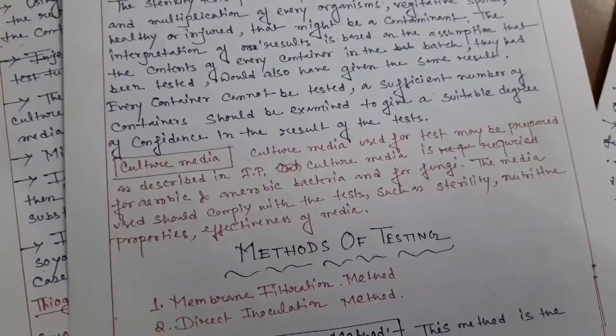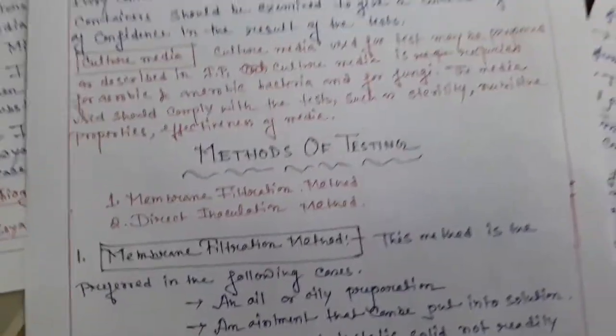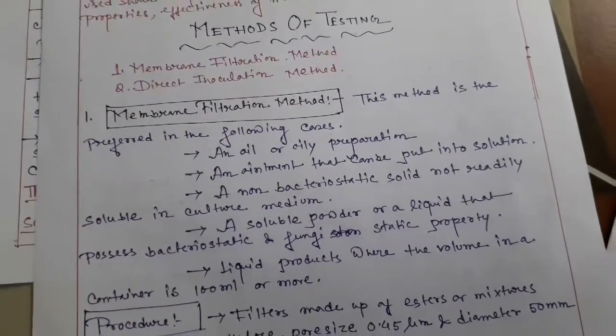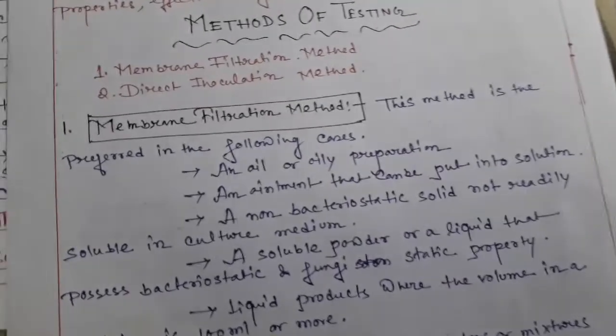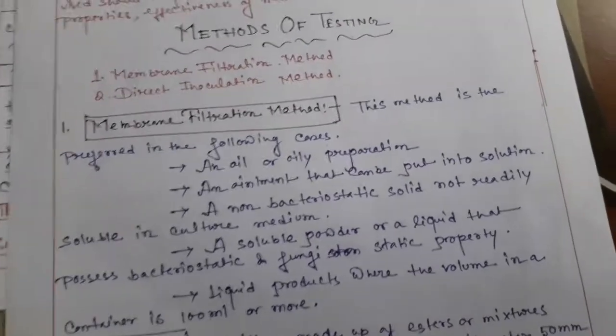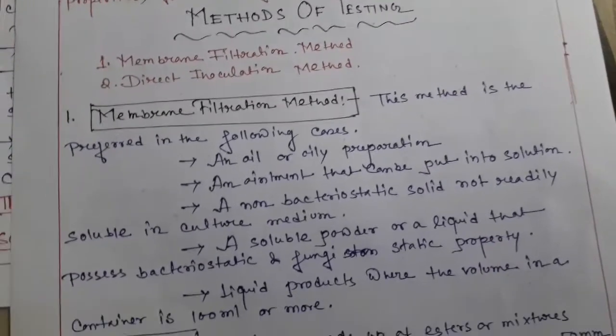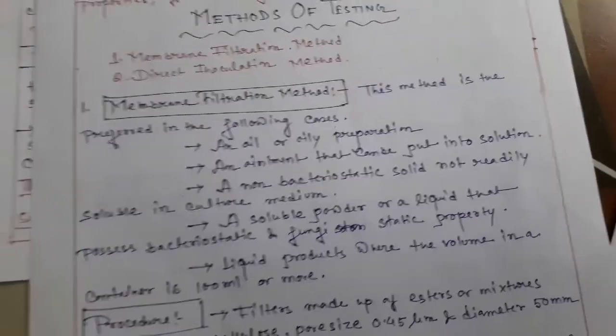This is the total introduction of the culture media and their principle. But now I will discuss the methods of testing. Which types of methods are important for sterility testing? First of all, there are two types of methods: the membrane filtration method and the direct inoculation method. Membrane filtration method means a filter membrane is used for sterility testing. So first of all, what is the filtration method?